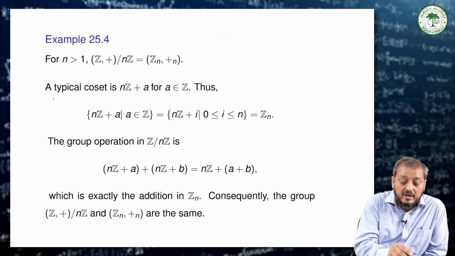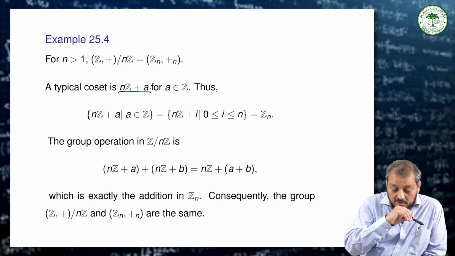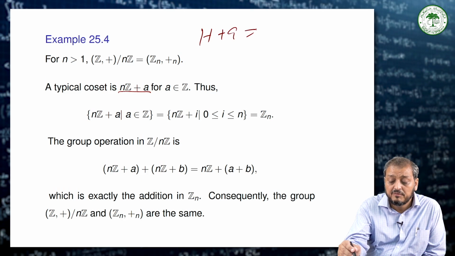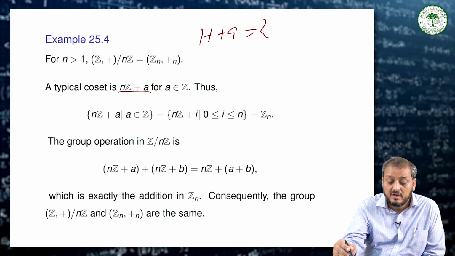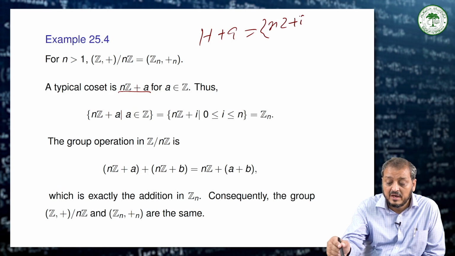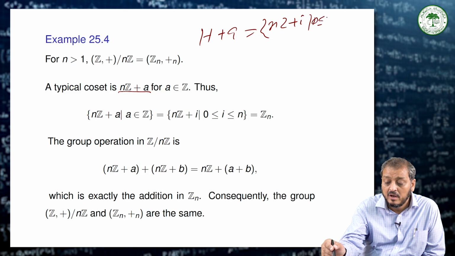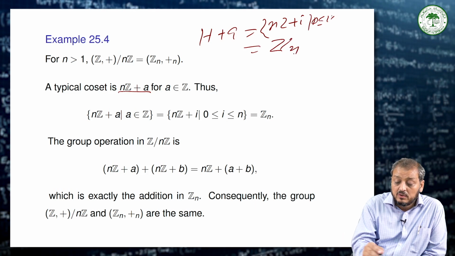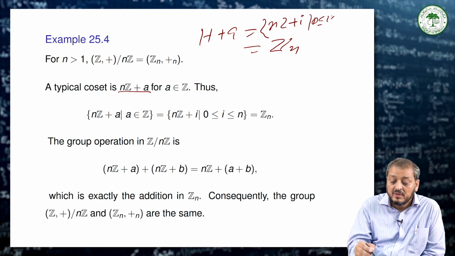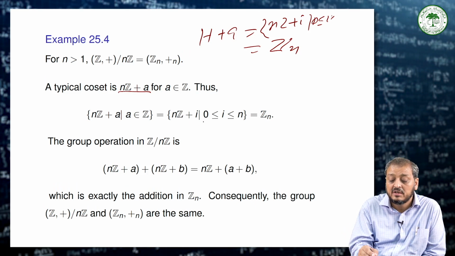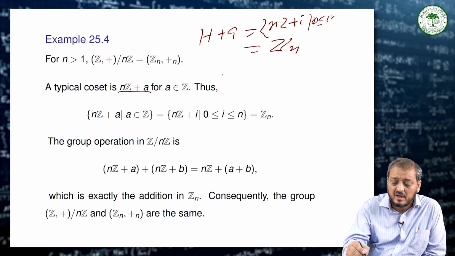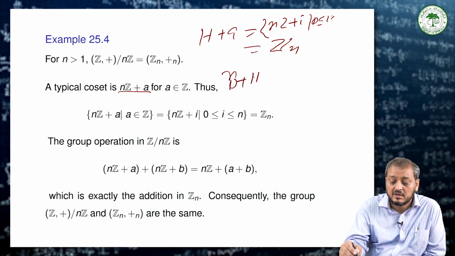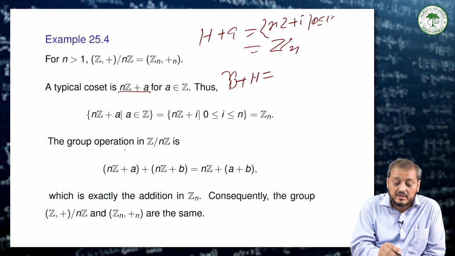So let's take typical cosets, H plus a. Because H is equal to nZ, you have nZ plus i, where i lies between 0 and n, and this is nothing but an element of Z_n. If i is equal to 0, you simply get nZ itself, and similarly for the other values.